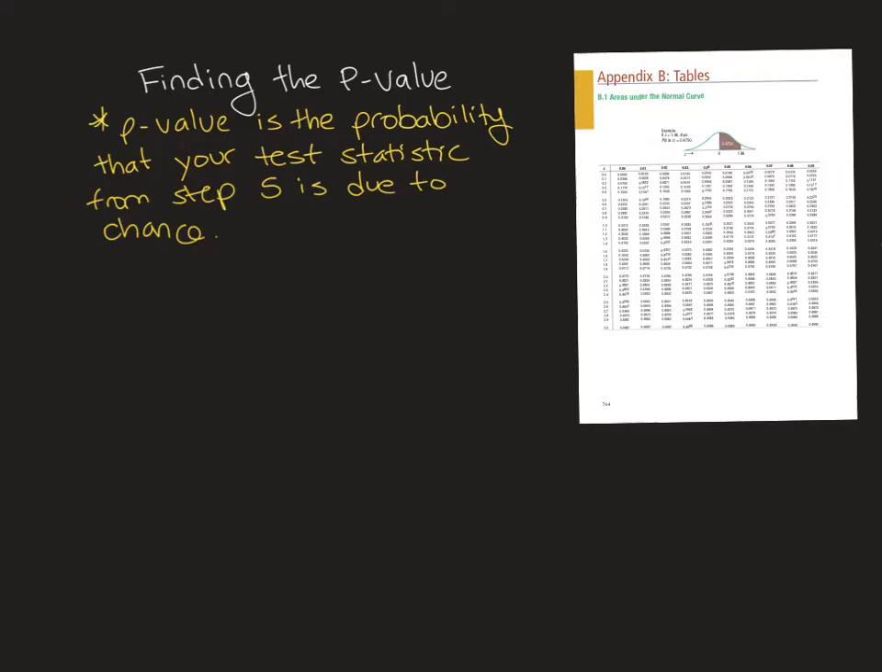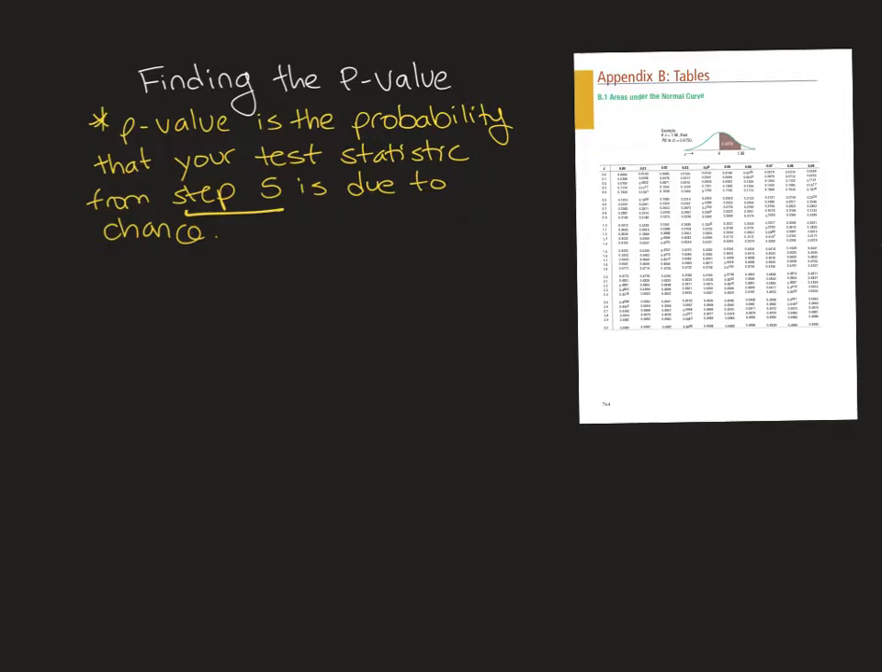Step 6 of the hypothesis testing process is finding the p-value. The p-value is the probability that your test statistic from step 5 that we calculated using the equation is due to chance. So think about it. If you're doing an experiment and you have a theory, an idea, do you want that result to be due to chance? And the answer is no. You want that probability to be as small as possible.